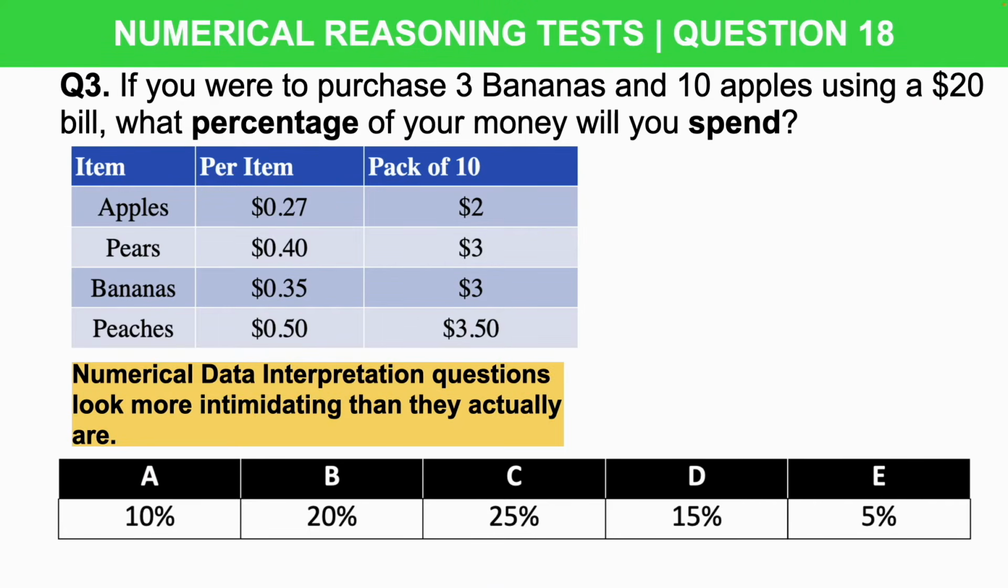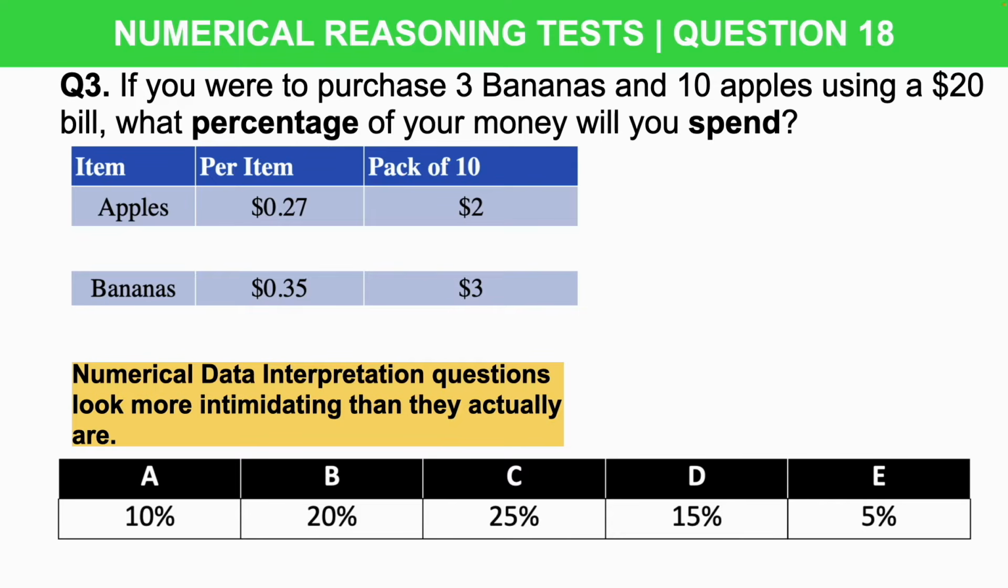Now, numerical data interpretation questions look more intimidating than they actually are. The trick here is to find the relevant information you need and disregard the rest. Most of the information will be redundant. Here, we only need to look at the rows for the apples and bananas. The information for the pears and peaches is redundant and isn't needed, so we can remove it just like this. Now you can see that already makes this look a lot less intimidating.